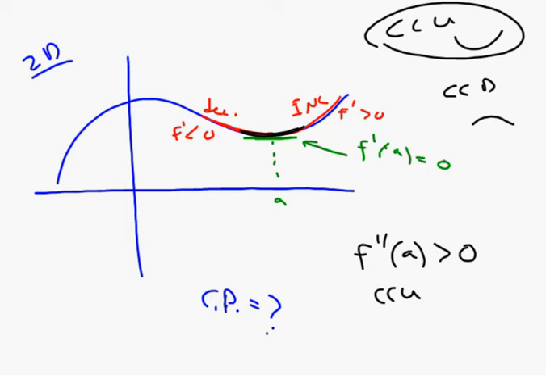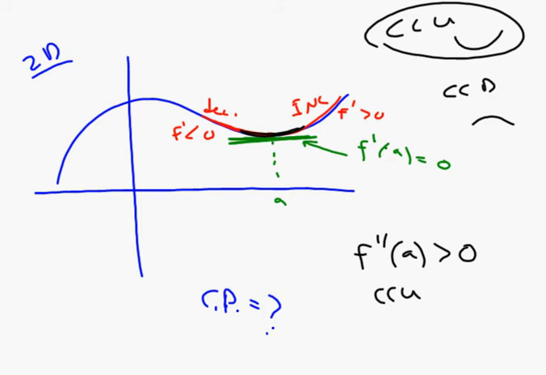So the last thing I'll say about this is notice that in the case where a function is concave up and you have a minimum, the tangent line you get lies completely below the curve, near the point of tangency. Okay?